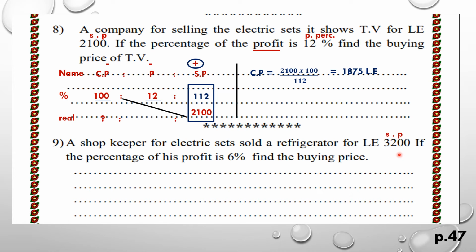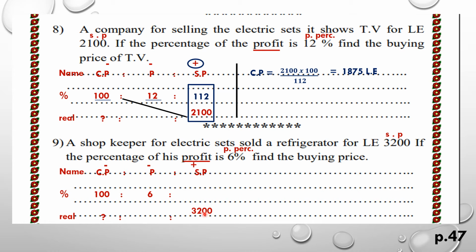Number 9. A shopkeeper for electric sets sold a refrigerator for LE 3,200. So this is the selling price. If the percentage of his profit is 6%, so this is our keyword, profit, and the percentage of the profit is 6%. Find the buying price. Buying price is the cost price. Our form: name, percentage, real, cost price, profit, selling price, minus, plus. Here we have 100. This 3,200 should be put under selling price, and this 6 should be put under profit percentage, and the question mark should be put under cost price.